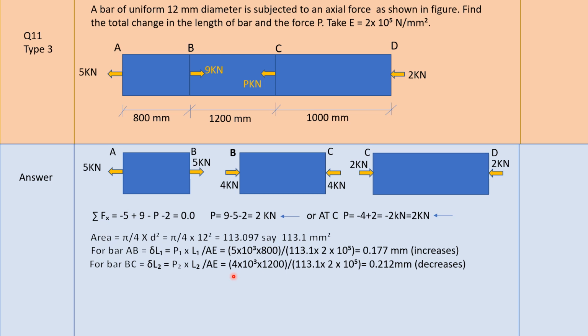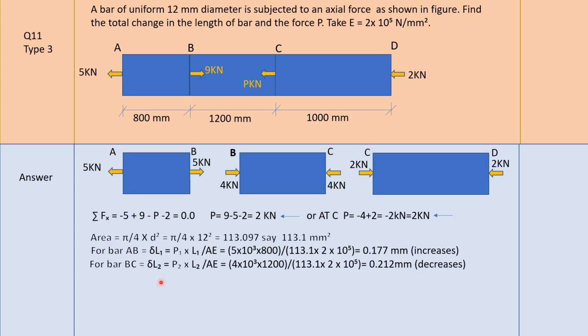Take the calculators in your hand, start it. Bracket open, 4 exponential 3 into 1200 bracket close divided by bracket open 113.1 into 2 exponential 5 bracket close is equal to, check, are you getting the answer? 0.121 mm. Now this 4 kilonewton is a pushing force, compressive force, so there will be decrease in length, so write down in the bracket decreases.